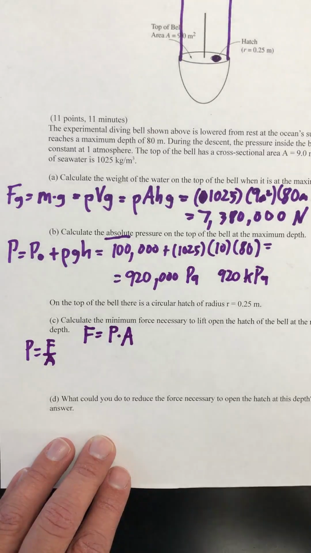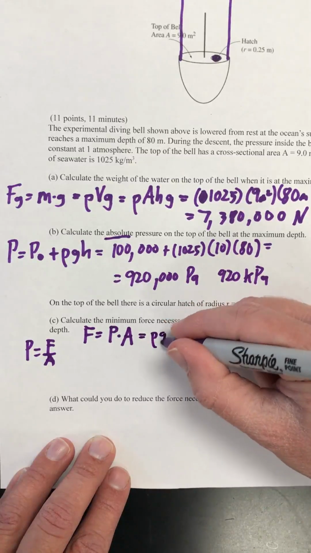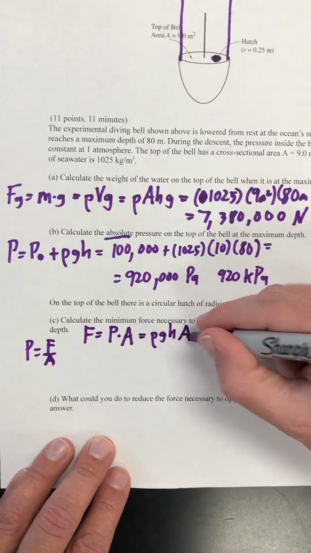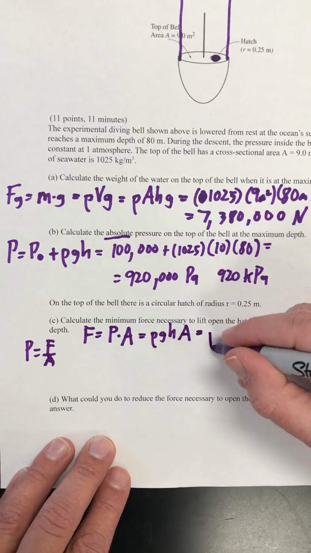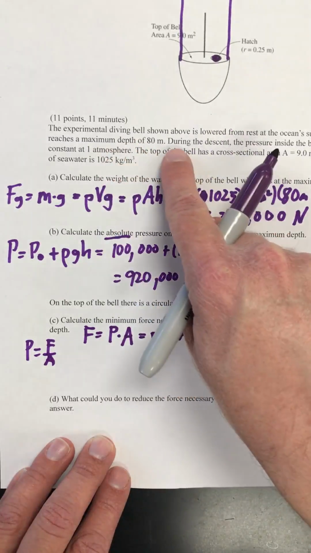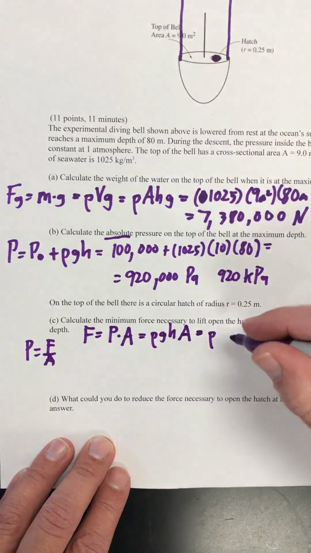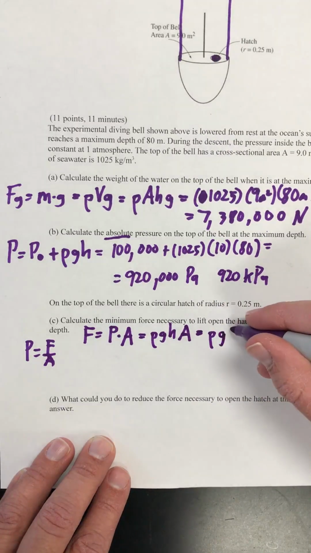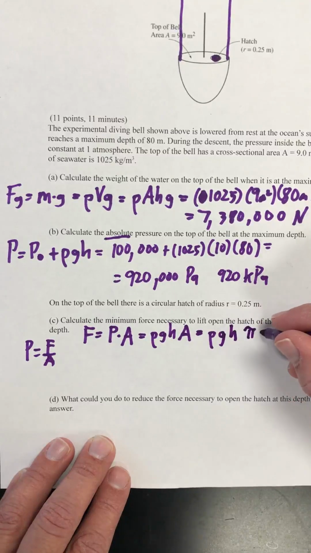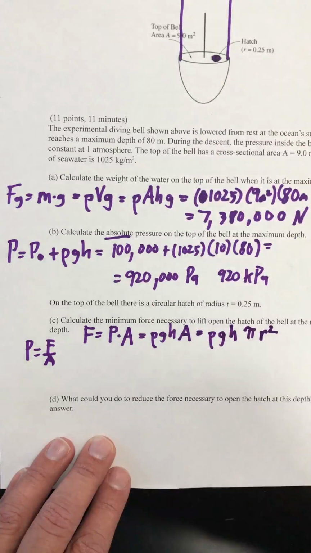So the pressure, once again, we're going to use our equation that pressure is density times gravity times height, and then we'll multiply by the area there. Remember the area, be careful here. There's a tendency on this problem to use the 9 square meters, but that's the area of the entire surface of the bell, not the hatch. So to get the area of the hatch, we got to do density times gravity times height and substitute in for the area pi r squared to get the area of the circular hatch there.